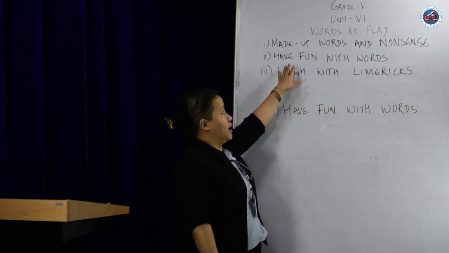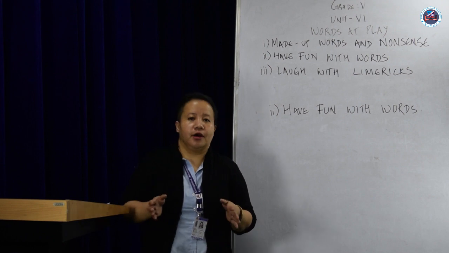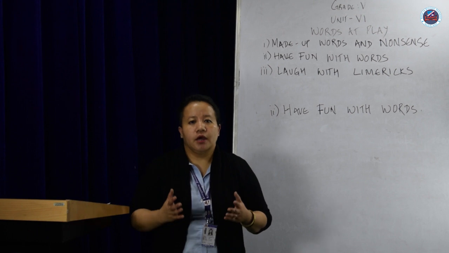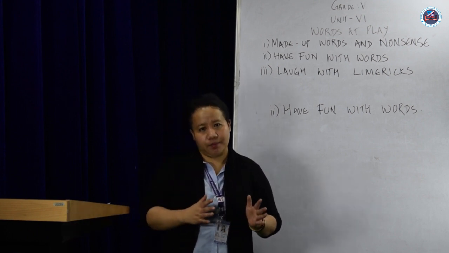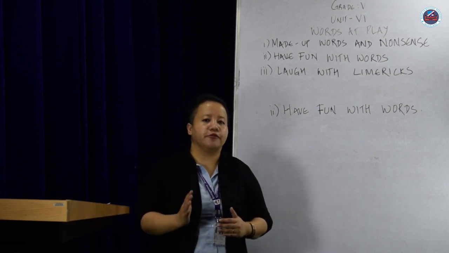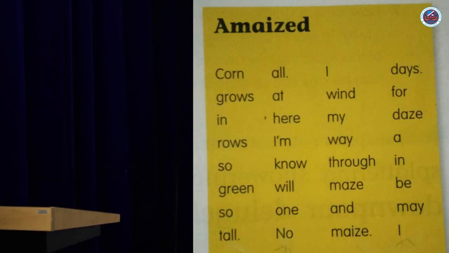Next we have fun with words. Under this subtopic, we have a poem called shape poem. Now what is a shape poem? A shape poem is a poem where the poet takes the shape or form of a subject of the poem. Here the subject refers to the idea that the poem wants to write about. Here the poet Emmy Ludwig van der Water has written a beautiful poem called Amazed. It's written in the form of a cornfield.